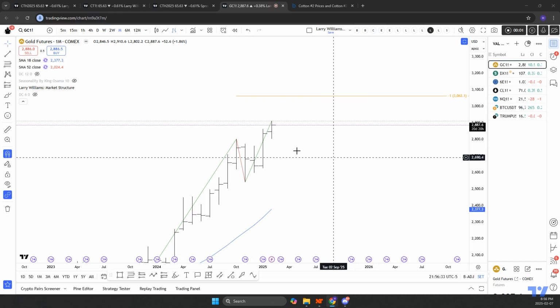Hey everybody, welcome back. This is another edition of the Market Matrix. We're going to take a look at gold, the dollar, crude oil, and Nasdaq.